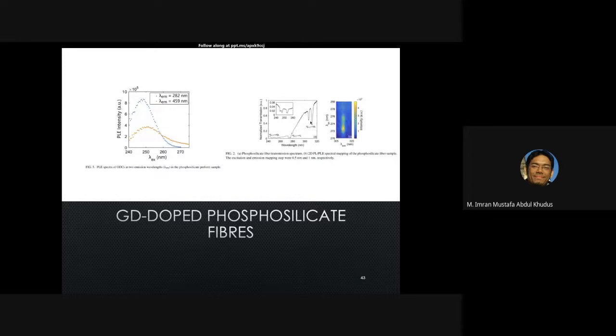And so we got these results. The results are fairly good at 310 nanometers. You can see some intensities coming out. The problem was that gadolinium doped fibers have two main issues. The first one is that the absorption cross-section is quite low. The second one is that the lifetime is quite short.